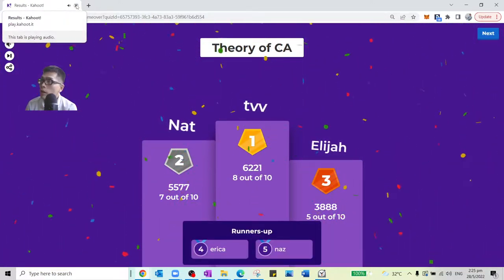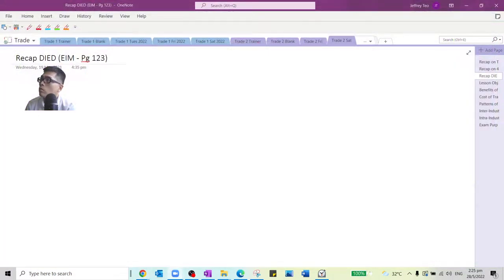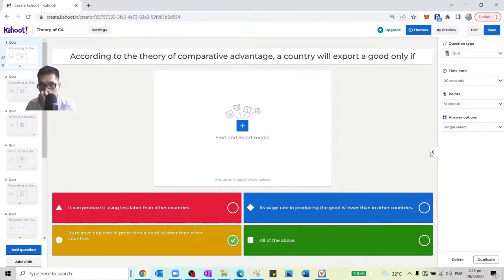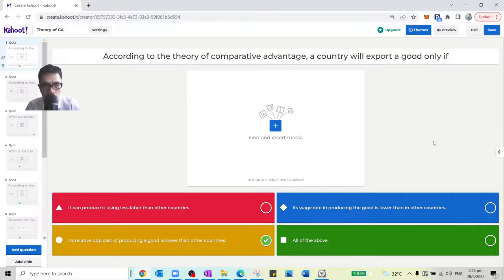So I'll go through the answers. For those who got it wrong earlier on, make sure you clarify with me on the spot which questions you didn't get correct. According to theory of CA, a country will only export if, like what I've mentioned, CA is all about op costs. It's not about production costs, it's not about labor costs, it's not about any other costs other than op costs. So make sure this sinks in: op costs only.